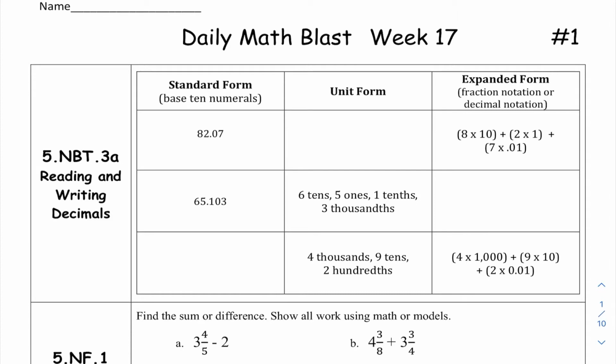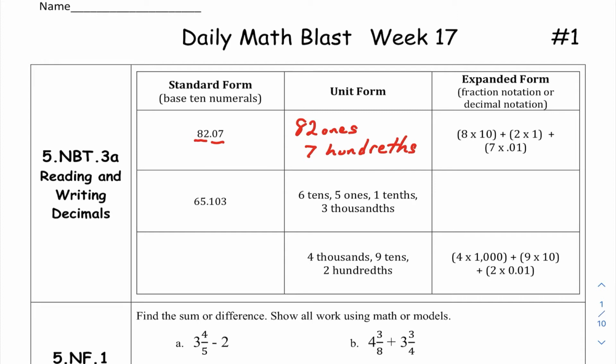In the first one, we're creating the unit form. So I have 82 and 7 hundredths. Now remember, there's many different unit forms you could create. I'm just creating one example, so yours may look different. So I'm going to use ones and hundredths. So 82 ones and 7 hundredths.